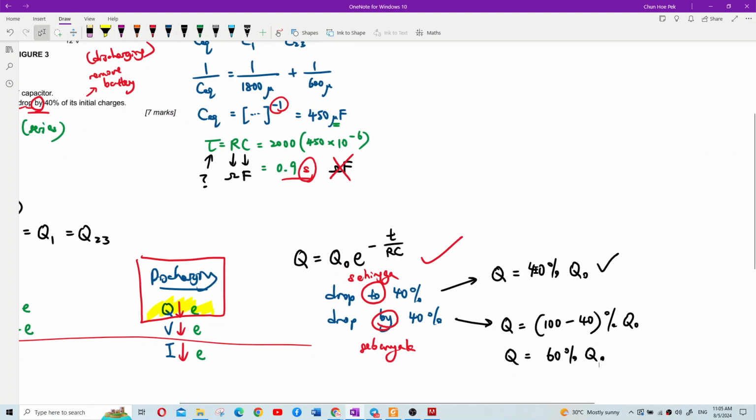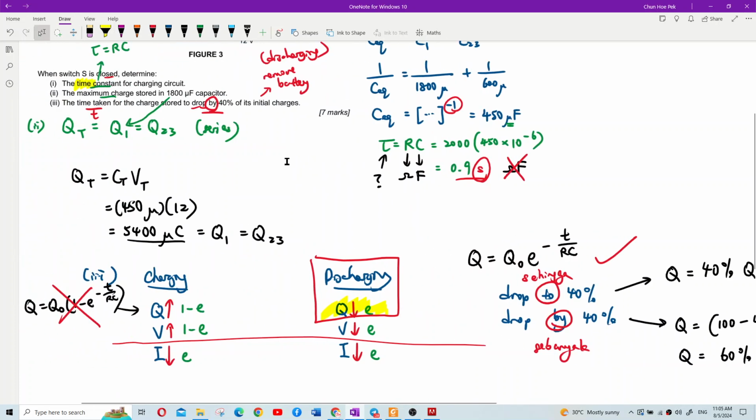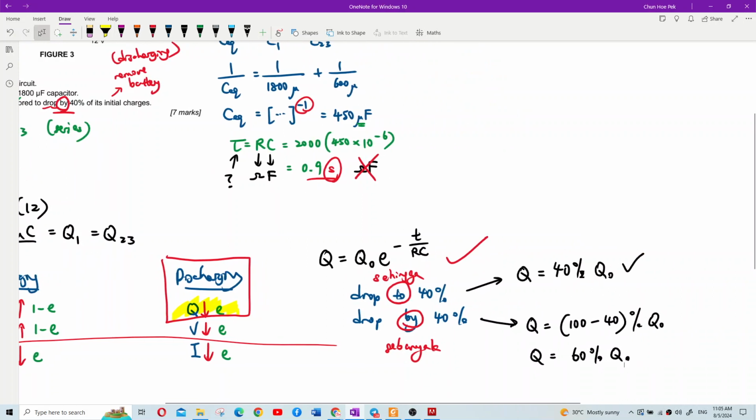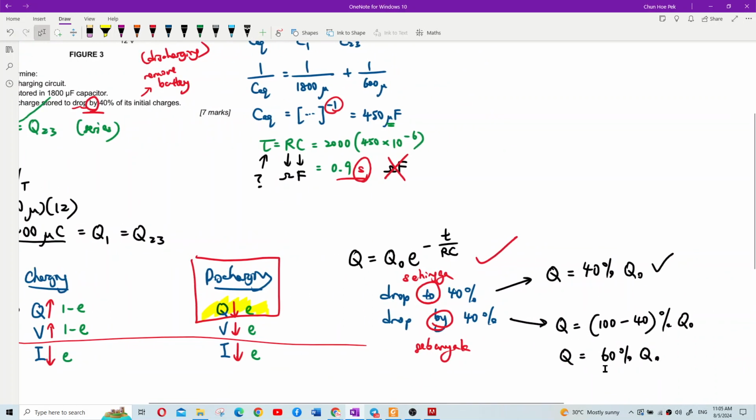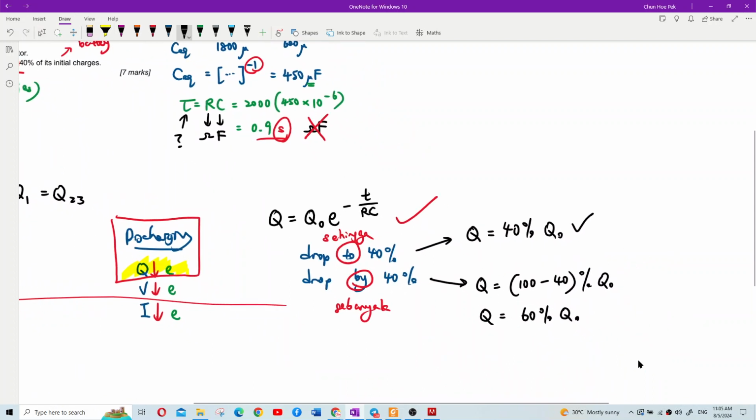A lot of you write 40%, you know that? Padahal soalan tanya menurun sebanyak, bukan menurun sehingga. You should write 60%. So menurun sebanyak means masih tinggal 60%. Macam harga discount 40%, masih harganya kena bayar 60%. Betul tak? Dia hanya discount 40% saja.